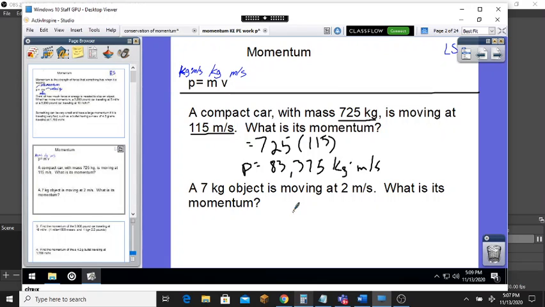Now if we go to the second example, a 7 kilogram object is moving 2 meters per second. What is its momentum? Again, they're giving us the mass, 7 kilograms. They're giving us the velocity, 2. 7 times 2 is 14 kilograms times meters per second. Okay, let's go to the next example.